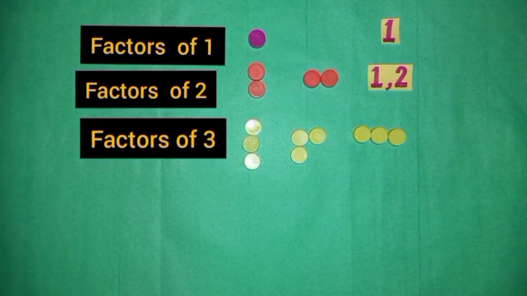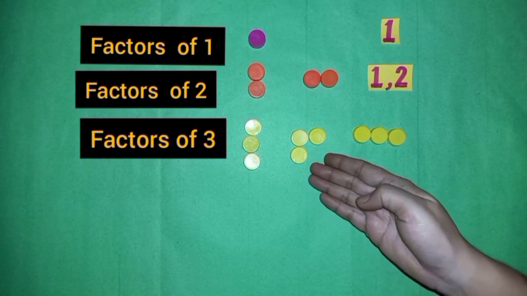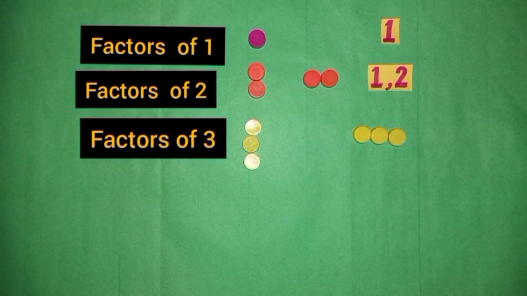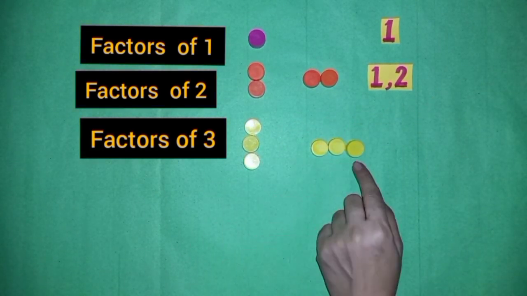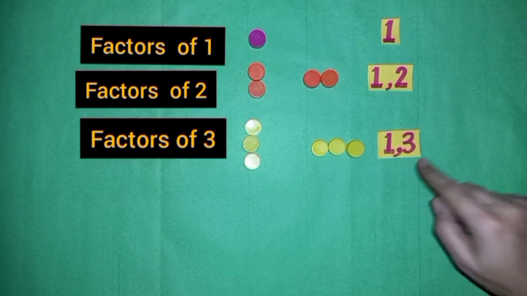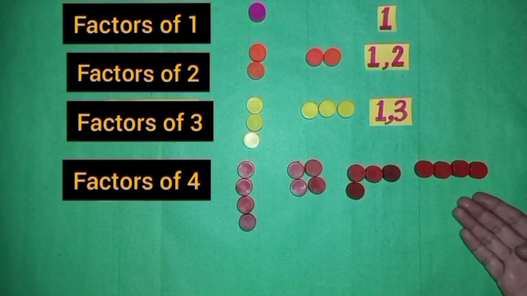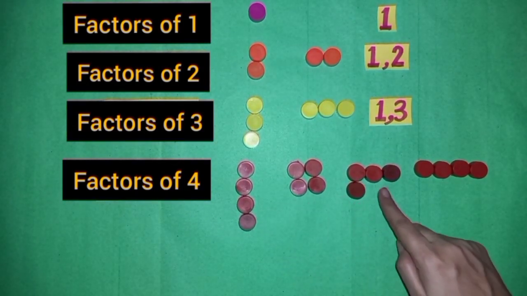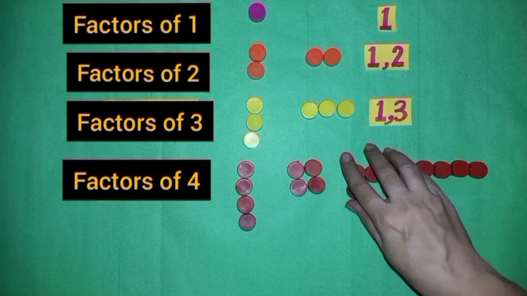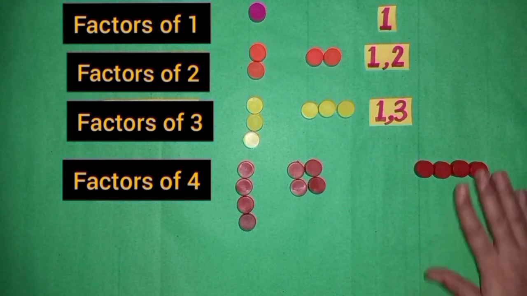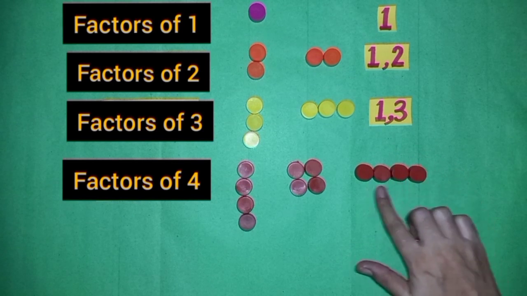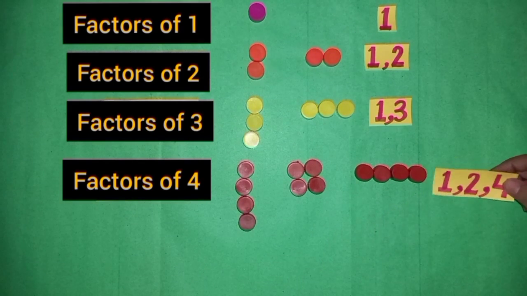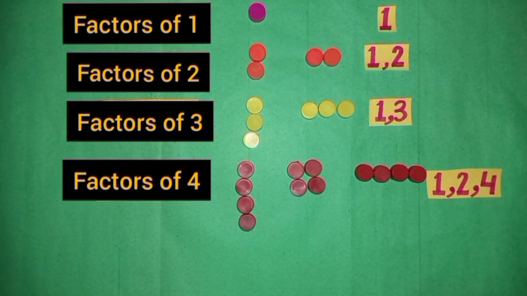For making factors of 3, when we arrange bottle caps, 2 columns doesn't make any rectangular or square shape. We get only 1 and 3 columns rectangular shapes. So factors of 3 are 1 and 3. For making factors of 4, we got in 1 column and 2 columns rectangular and square shape. And in 3 columns we can't get these shapes. So dear students, we have 4 columns having rectangular shapes. So factors of 4 are 1, 2 and 4.